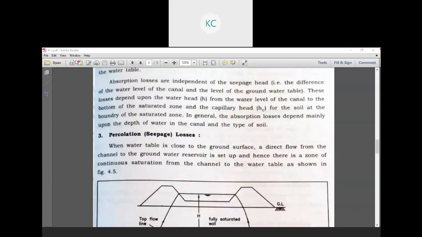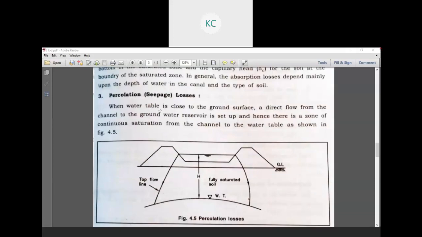Next is percolation losses. When the water table is close to the ground surface, a direct flow from the channel to the groundwater reservoir is set up, and hence there is a zone of a continuous saturation from the channel to the water table as shown in the figure. ઓકે, તો જ્યારે વોટર ટેબલ જે તમારી કેનાલ છે ઇરિગેશન કેનાલ એની બહુ જ નજીક હોય બરાબર, તો એક પર્ટિક્યુલર પાથ ક્રિએટ થઈ જાય કે જેથી જે સીપેજ છે વોટર સીપેજ છે એ સીધું ને સીધું નીચે ઉતરી જાય અને જે કલેક્ટ થાય વોટર ટેબલ રિઝર્વાયરમાં.